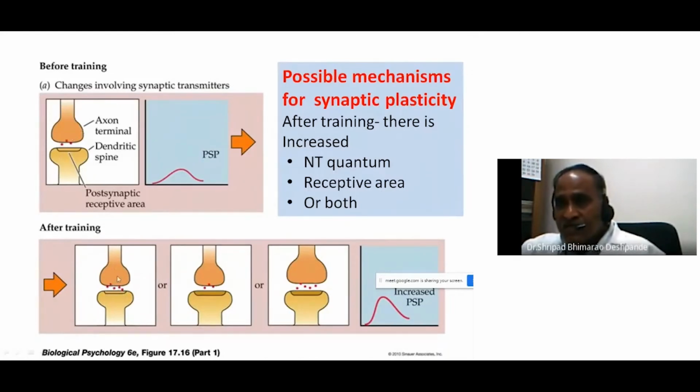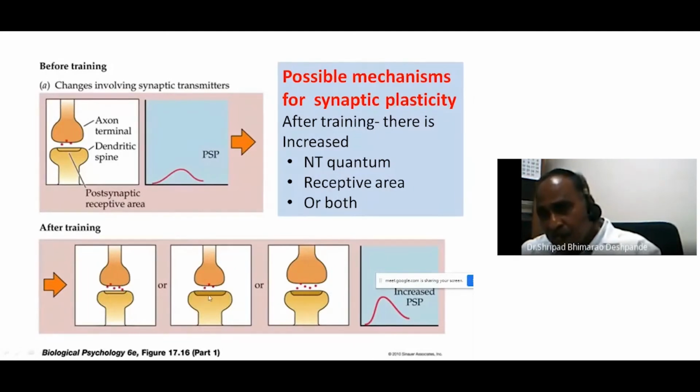This is 3 moles here. The number of neurotransmitter molecules is increased. That is one mechanism, what I mentioned here: neurotransmitter quantum is increased. Now, even if it is only 3 moles of transmitter, look at this postsynaptic site. The postsynaptic site has the receptors. Now the receptor area is increased, the number of receptors is increased, so these 3 moles effectively interact with the receptor area.